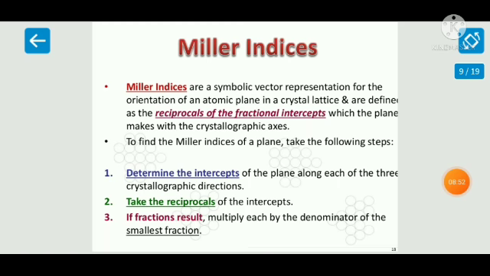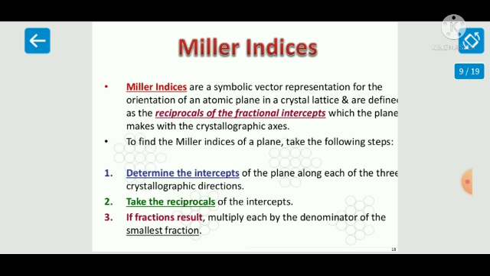Miller indices are a symbolic vector representation for the orientation of an atomic plane in a crystal lattice. They are defined as the reciprocals of the fractional intercepts which the plane makes with the crystallographic axes. The important part is the reciprocal of the fractional intercepts, for example 1 by 2. This is a fractional intercept. To find the Miller indices of a plane, take the following steps.